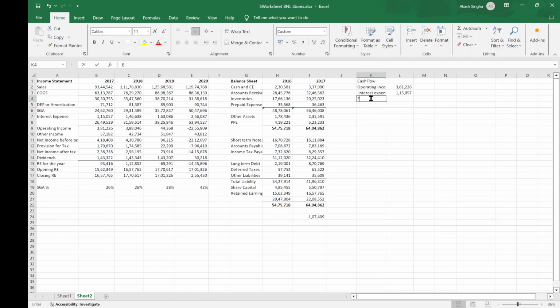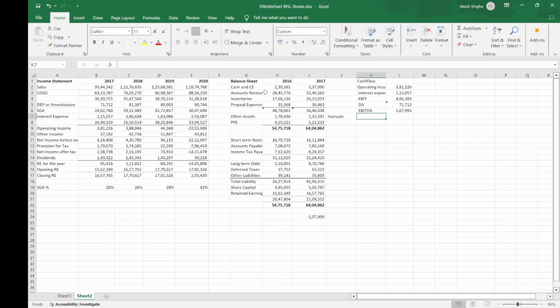a bit we will get, which is plus this depreciation amortization, depreciation, and we'll get a bit equals to, now comes the accruals.